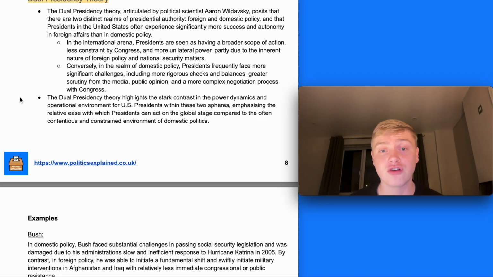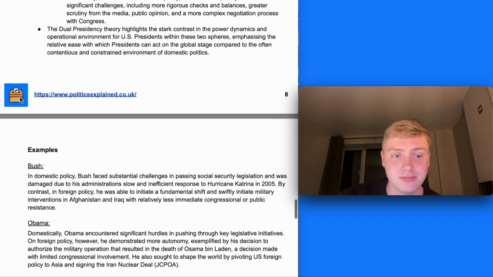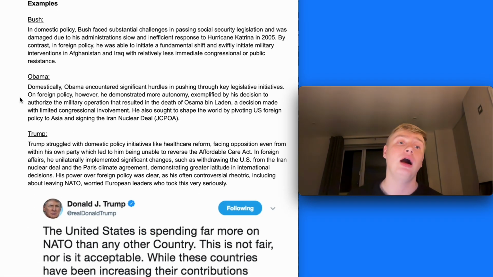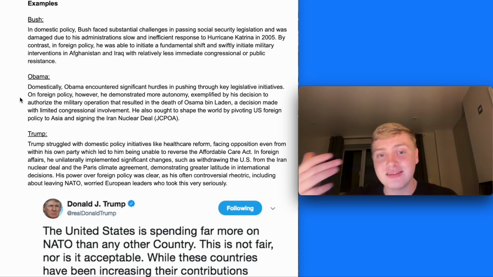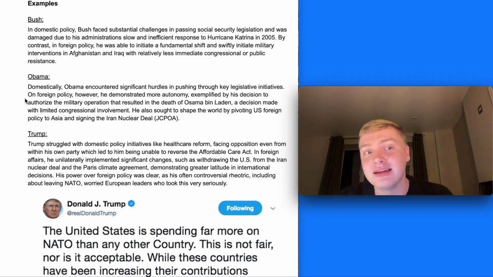And this highlights a stark contrast in the power dynamics between these two spheres, emphasizing the relative ease with which presidents can act on the global stage compared to the contentious and constrained environment of domestic politics. In terms of examples, under Bush in domestic policy, he faced significant challenges passing his social security legislation and was damaged by his administration's slow and inefficient response to Hurricane Katrina in 2005. Whereas by contrast, in foreign policy, he was able to swiftly initiate military interventions in Afghanistan and Iraq, with relatively less congressional and public resistance, at least immediately.